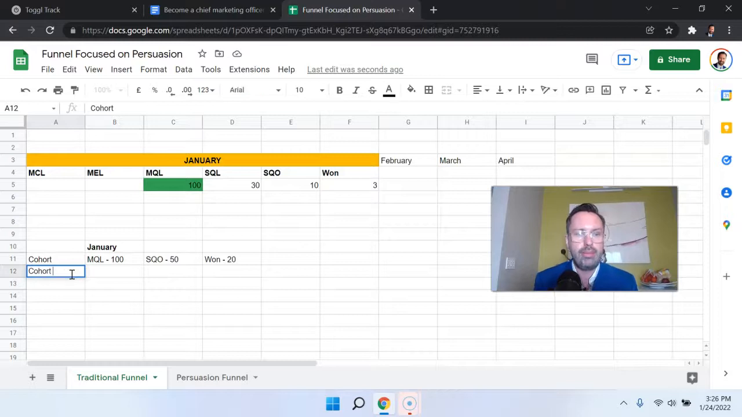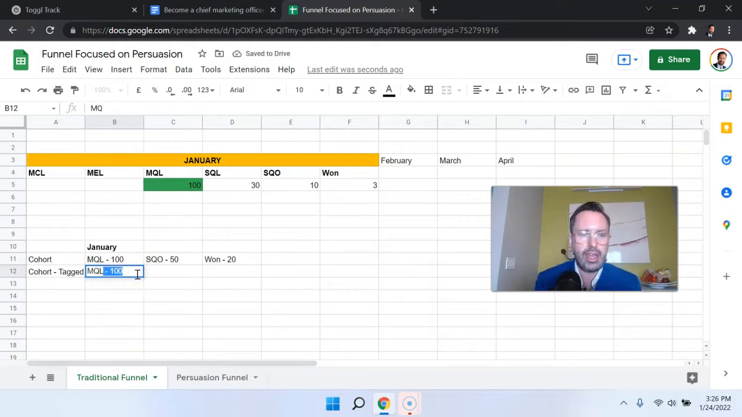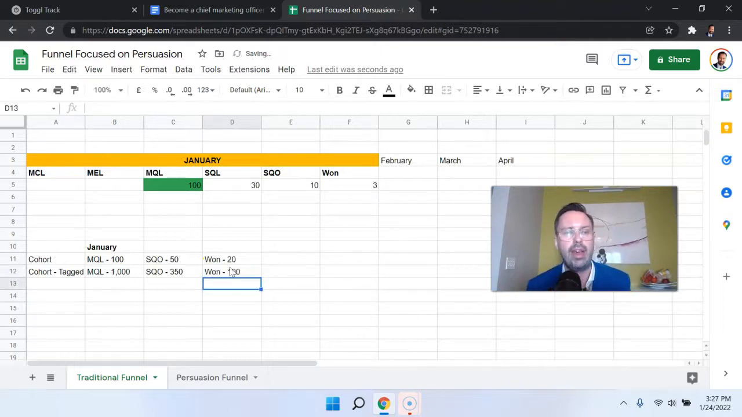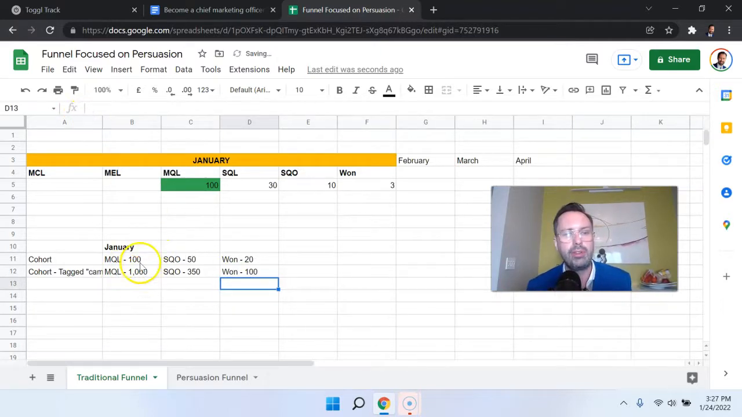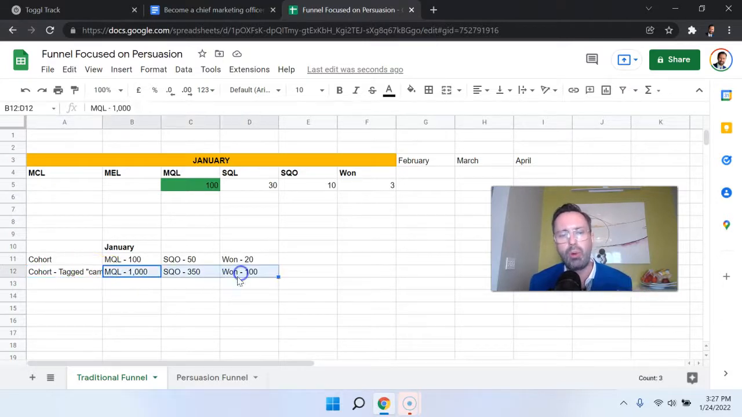So maybe it was tagged campaign 1. All right, well, let's look at that campaign that we invested so much money in. And maybe we realize, okay, we had MQLs of 1,000. We got SQOs of, I don't know, maybe 350. And then we got a 100 closed won, something like that. So we're able to look at the cohorts and see what the conversion rates are, and we're able to do some sort of macro analysis in terms of not just individual months or individual emails, but overall people that were enrolled in this campaign, what were the conversion rates?